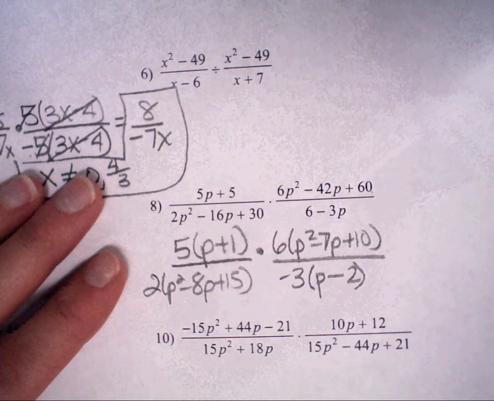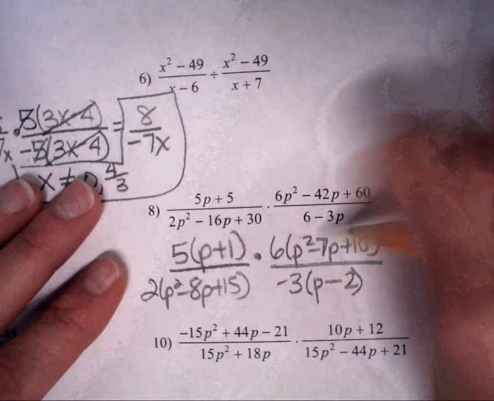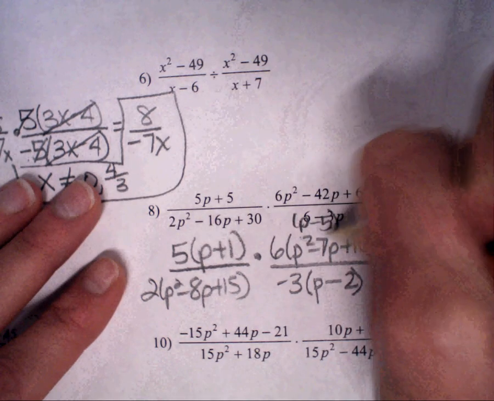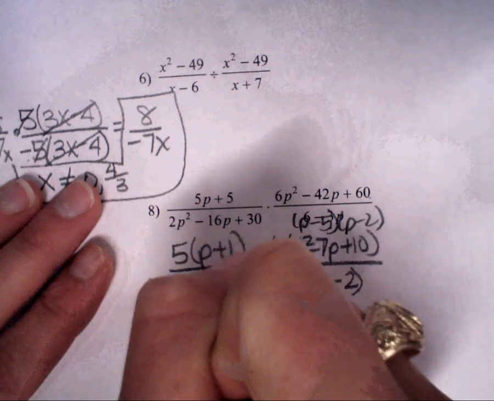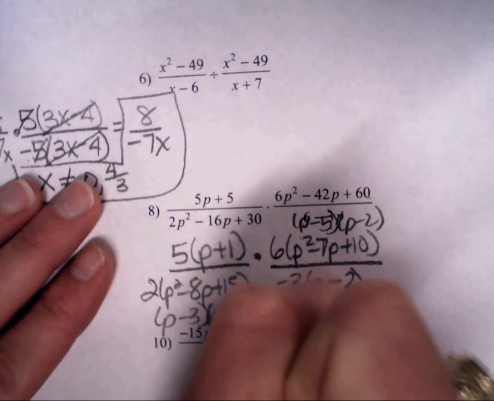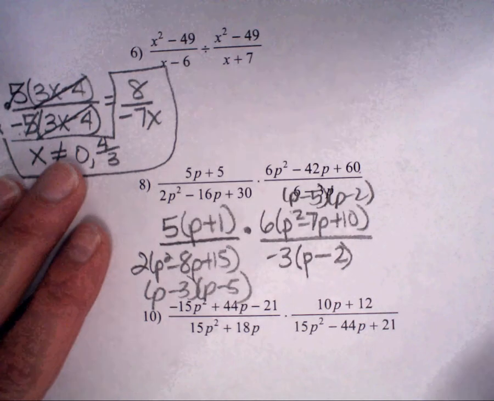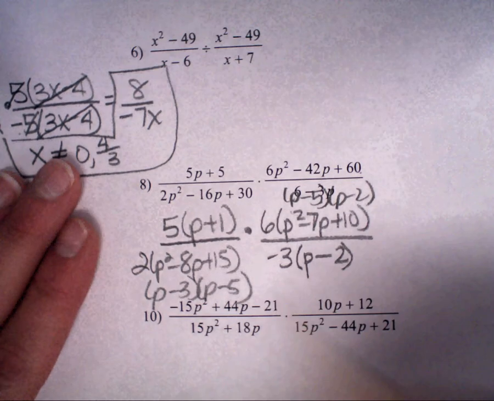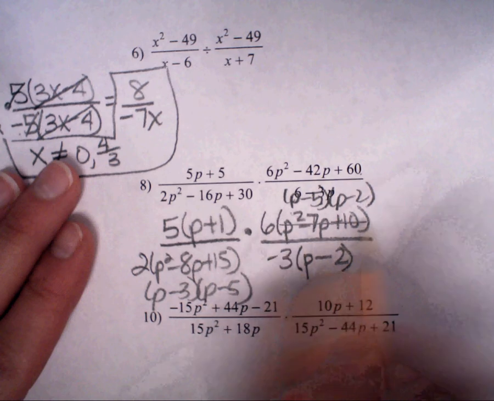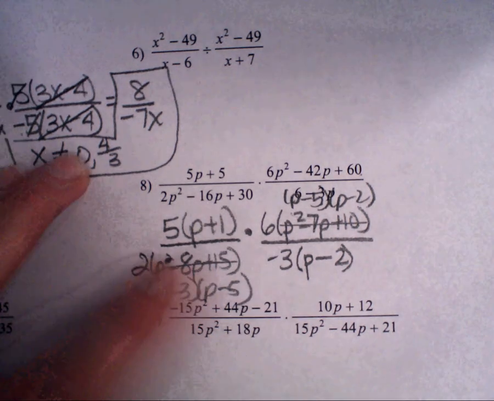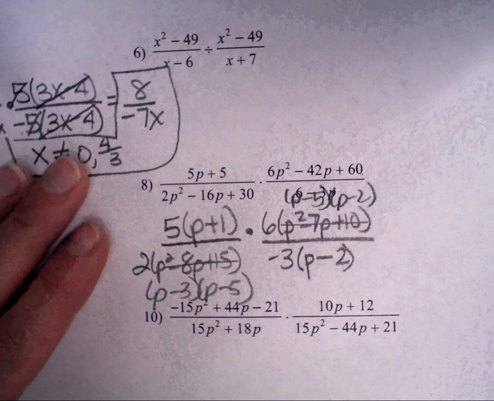Alright, so I'm still not done factoring. This turns into p minus 5 and p minus 2. This one turns into p minus 3 and p minus 5. So at no point have I crossed off anything. All I've done is factor everything. So now, I'm going to remove that and remove that. The reason I crossed those off is I already factored them. Now I'm going to cross off stuff.